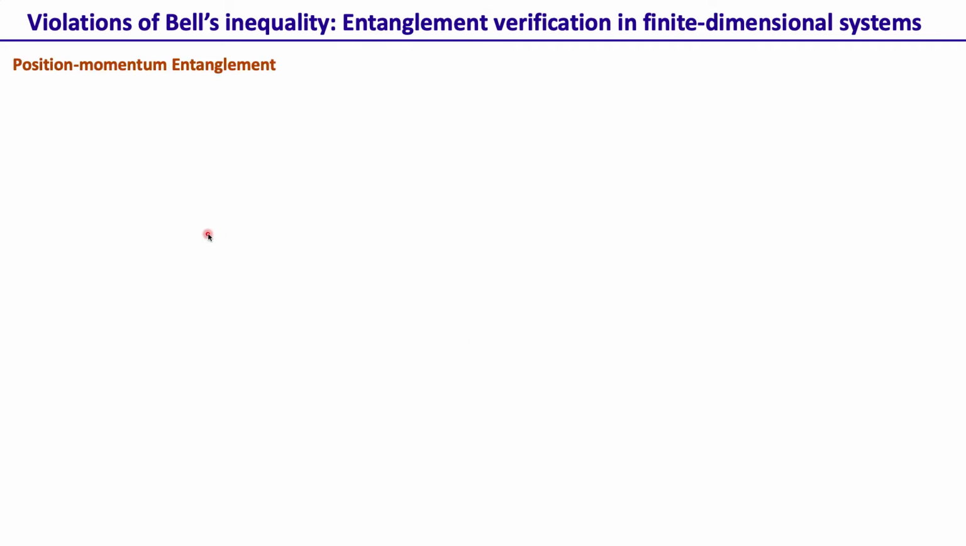But we can also use the continuous variable system in order to make a 2 qubit state, and thus also do the Bell violation there.